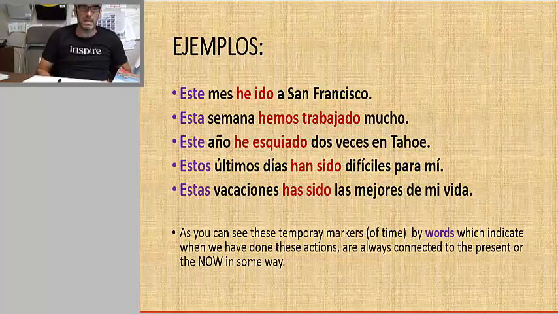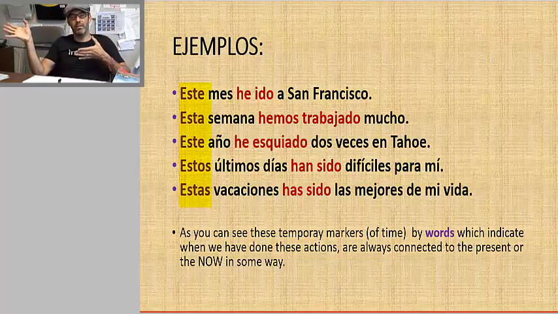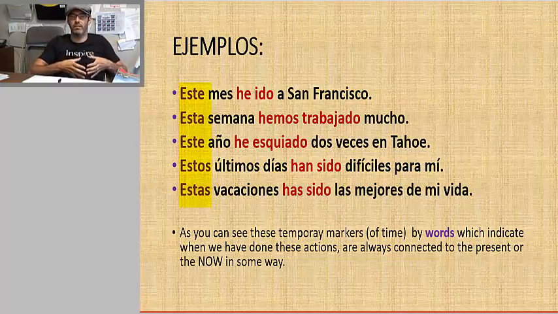So here what we can see is that these temporal markers of time, which are determined by these words, such as este, esta, estos, or estas, all indicate when we've done such actions, and these actions are connected to the present or to the now in some way. So, este mes he ido a San Francisco. Even though I did this sometime in the past of this month, it is relevant to today, to this present that I live in.